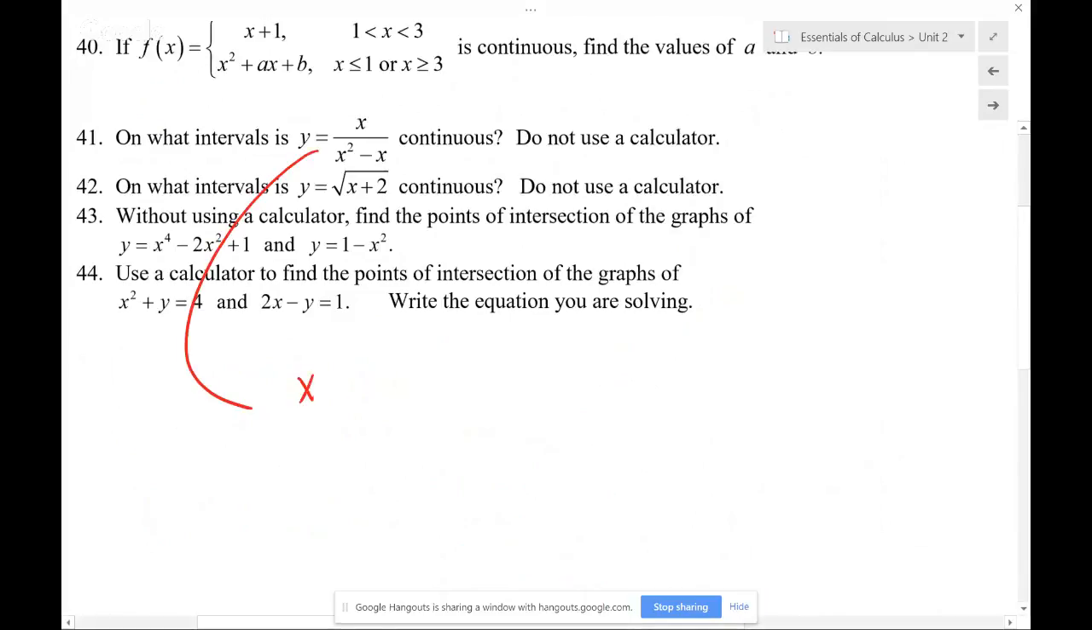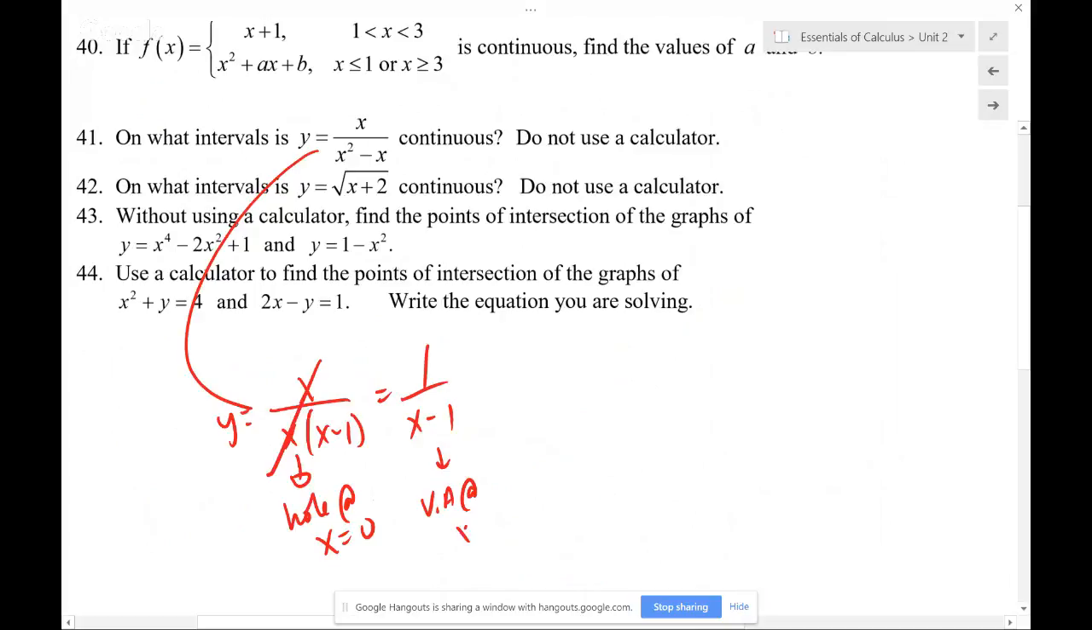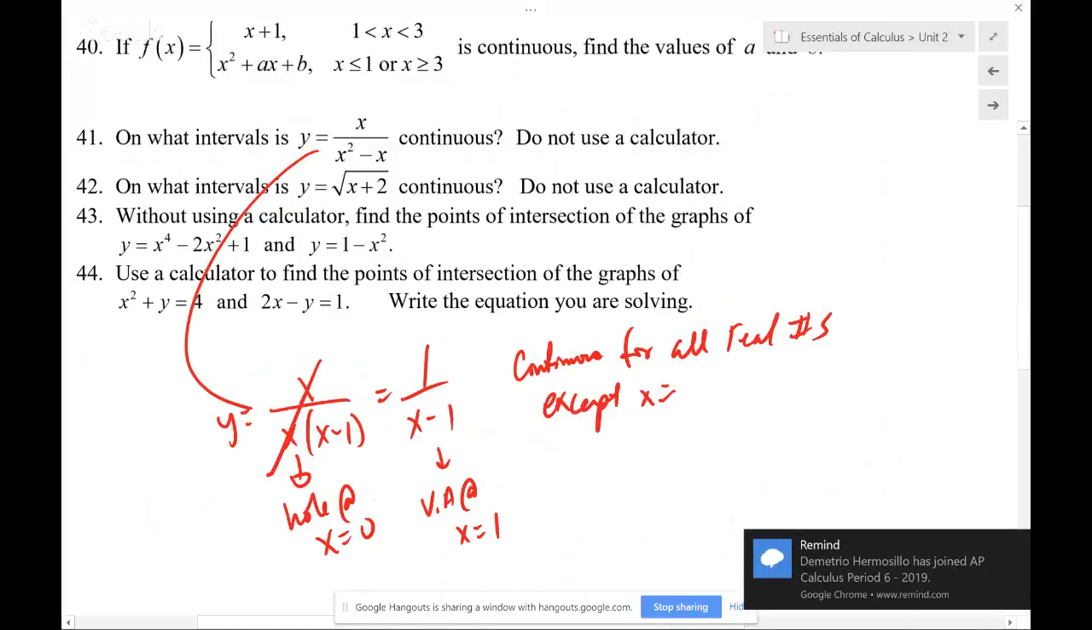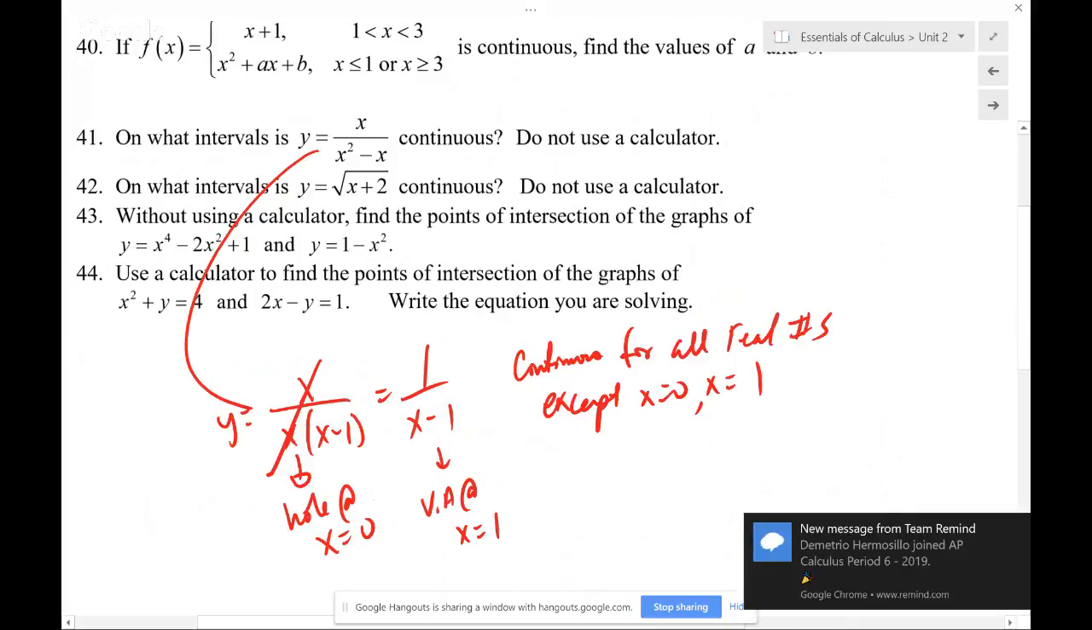So we're going to take this and factor the bottom. And right there we have a hole at x equals 0. Gets me 1 over x minus 1. And then right there, boom, vertical asymptote at x equals 1. So this function is continuous for all real numbers except x equals 0 and x equals 1. So this is how we'd write it.